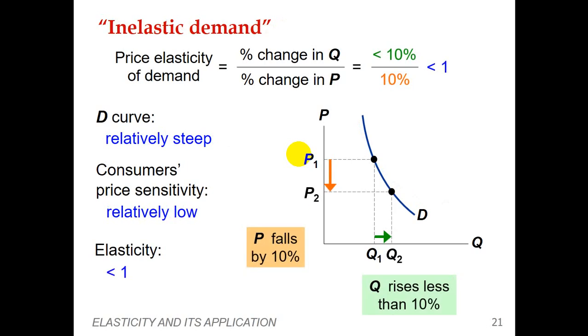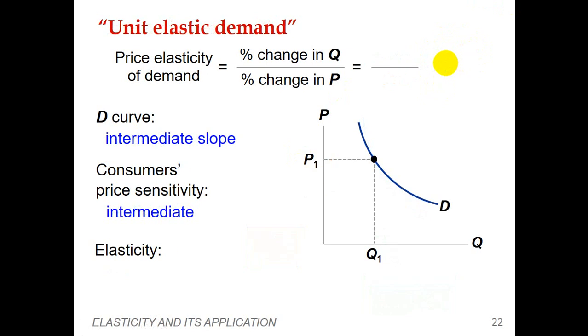For example, suppose that there is a decrease in prices, but the quantity demanded changes only slightly. So here you can say that the elasticity is in this case less than 1.